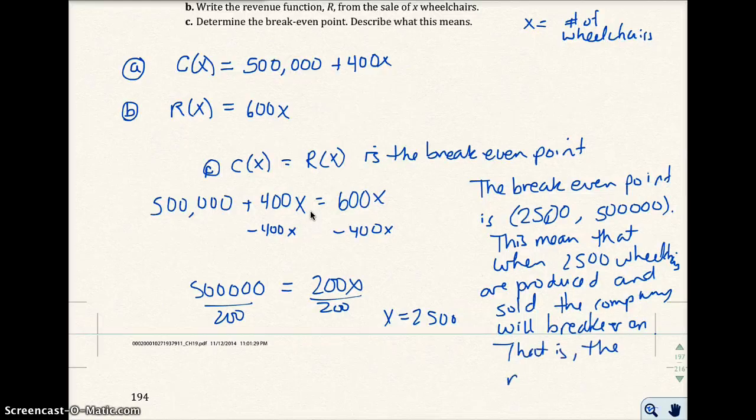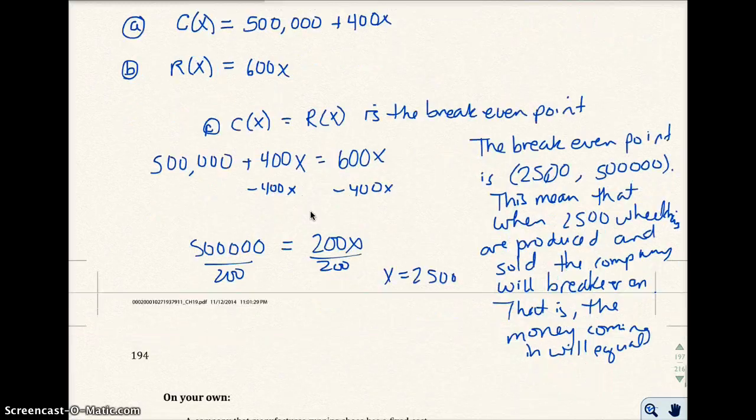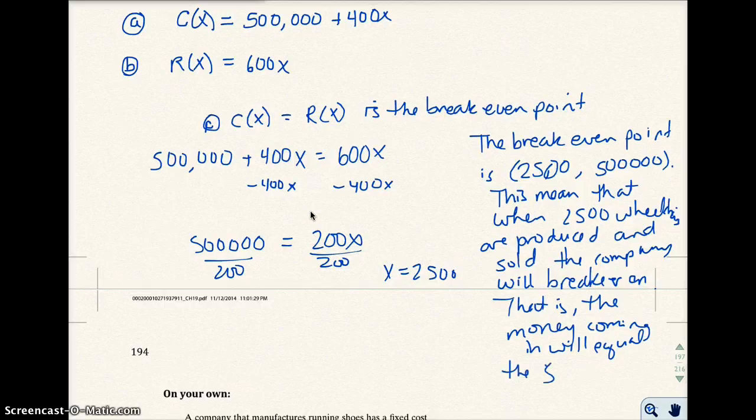Think of it carefully. So if the company sold 2,501 wheelchairs, that's the point when they start making a profit. If they sold 2,499, then they're still behind. They're not breaking even. They're losing money at that point. Okay, but 2,500 is the point that they want to reach, because at that point they're not making money or losing money.